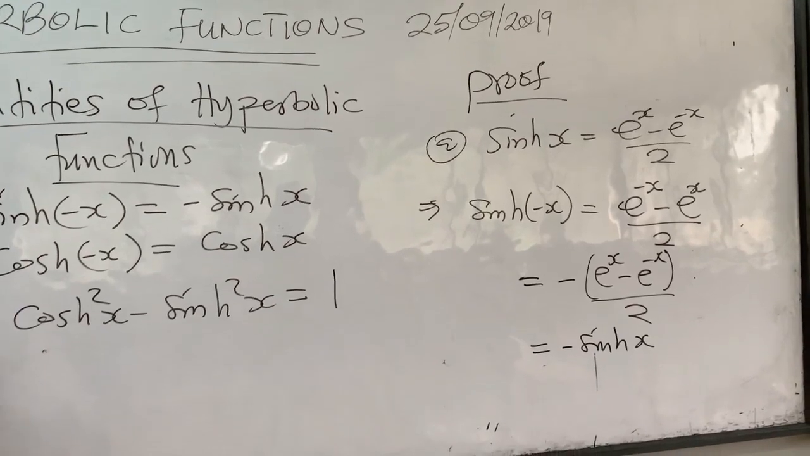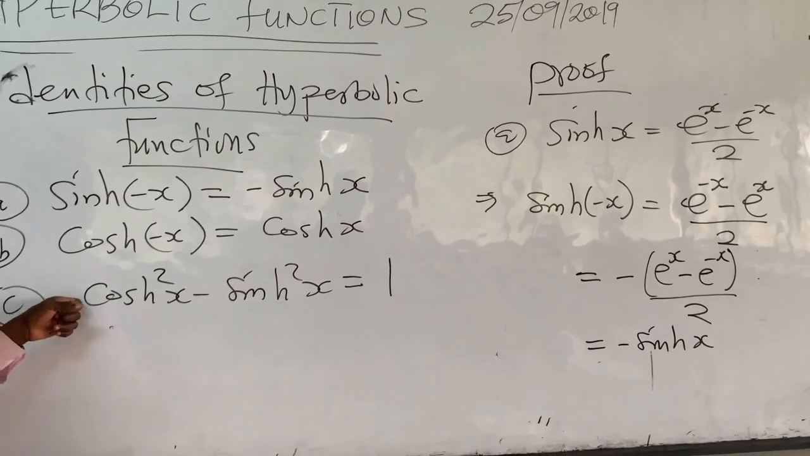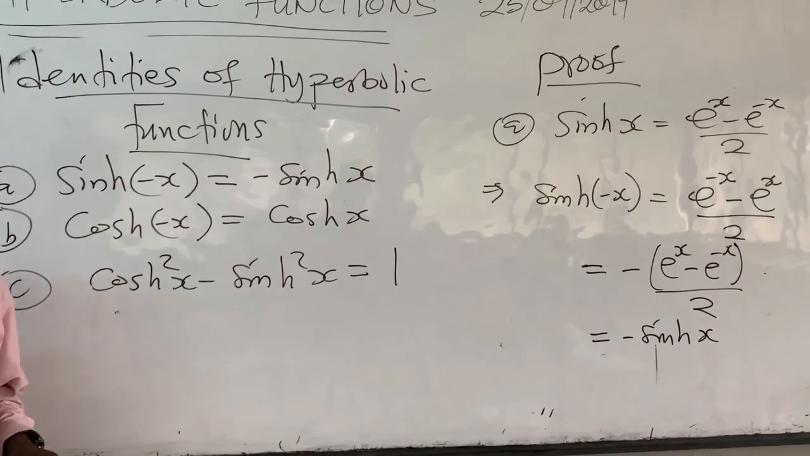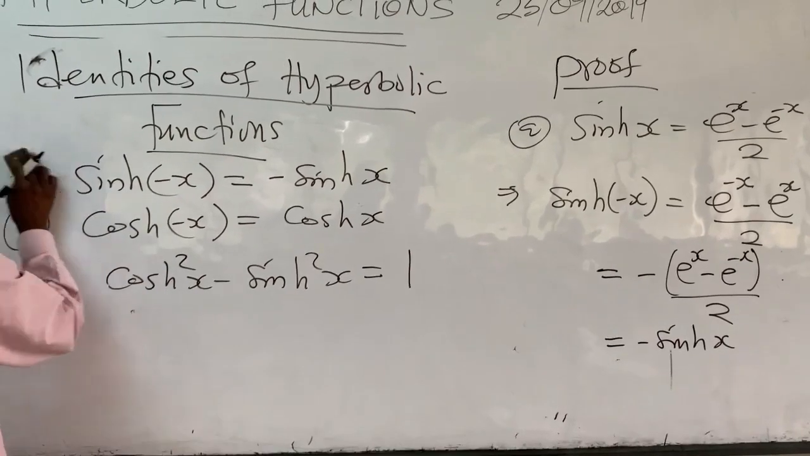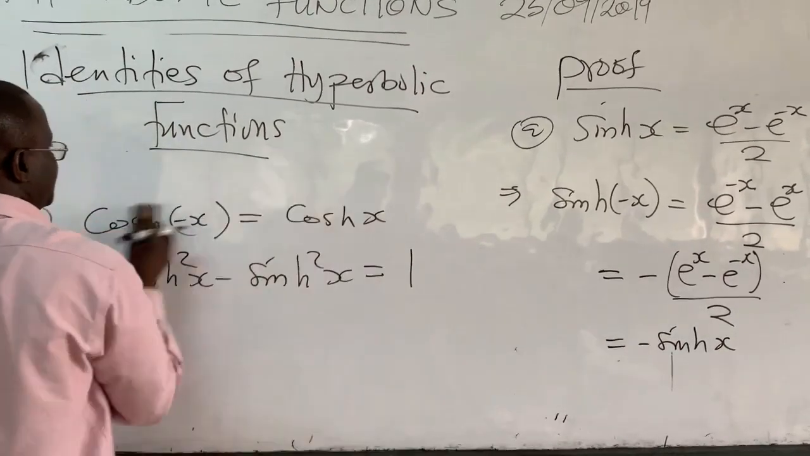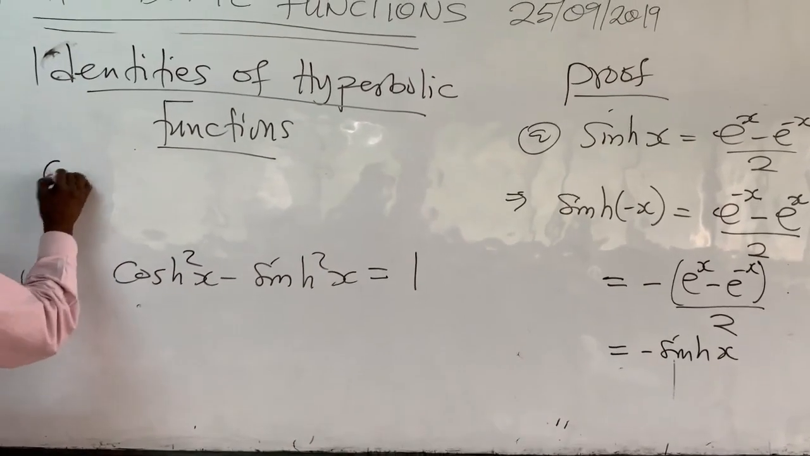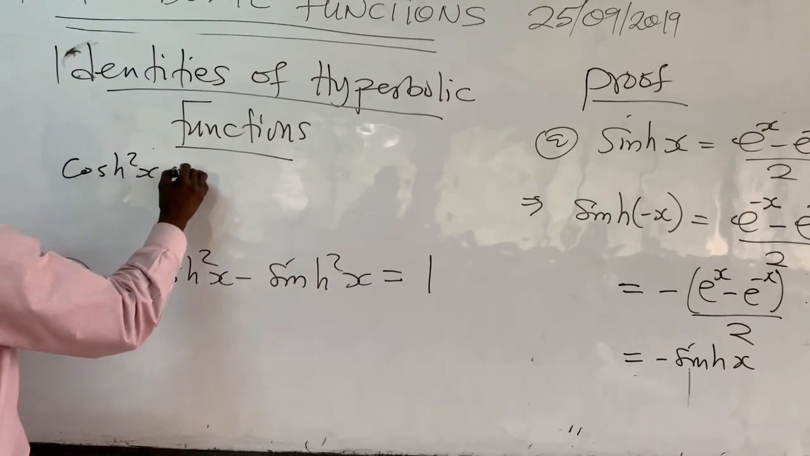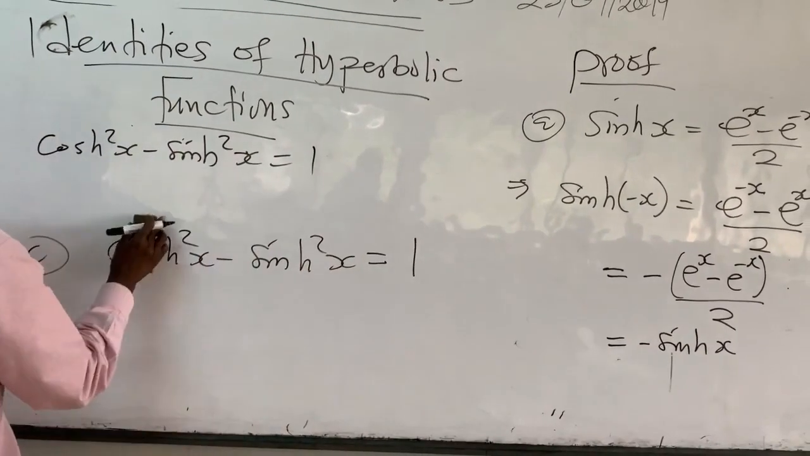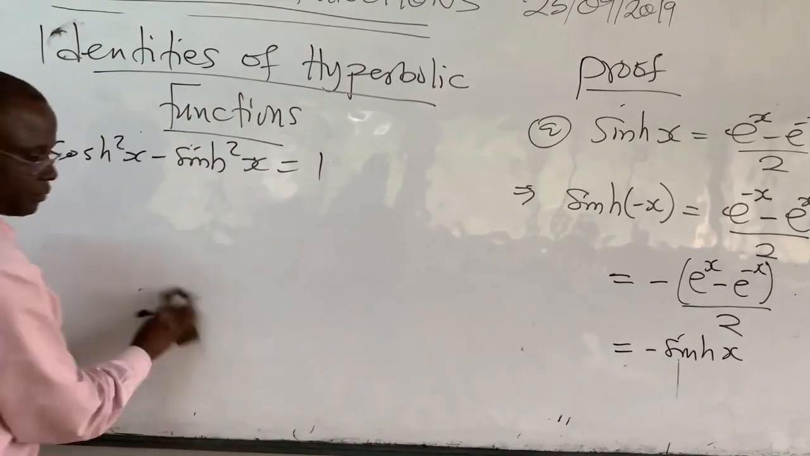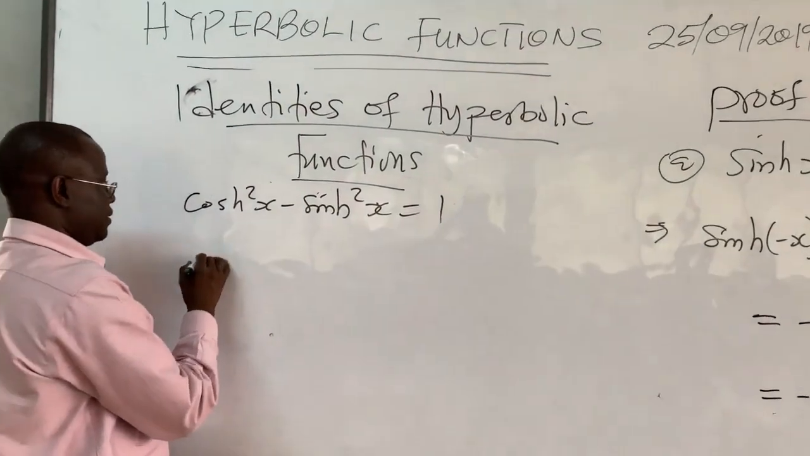Okay? I'll skip this and then I'll prove this one. This is very important. You can get other relationships from this one. So here, let's do this one. We want to show that cosh squared x minus sinh squared x is equal to 1. So we're going to do this based on the definitions.